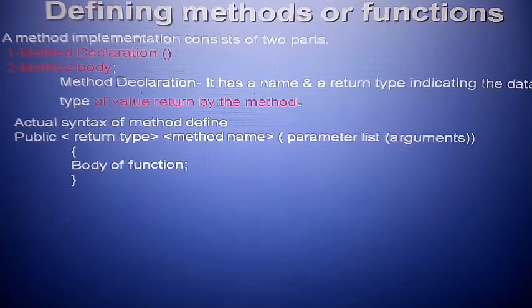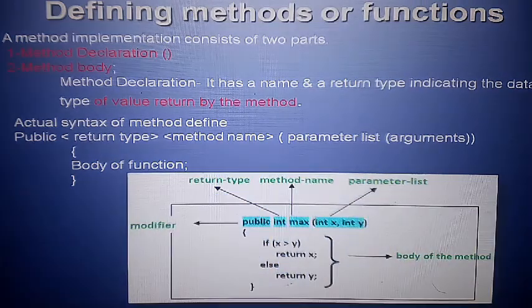This is the syntax of methods: public, return type, which means the type of the function, method name, and parameter list in the form of arguments, and body. So it contains the method declaration, and second is the body. Here I give an example, like public int, where int is a data type, max is a method name, and int x, int y is the parameter list.